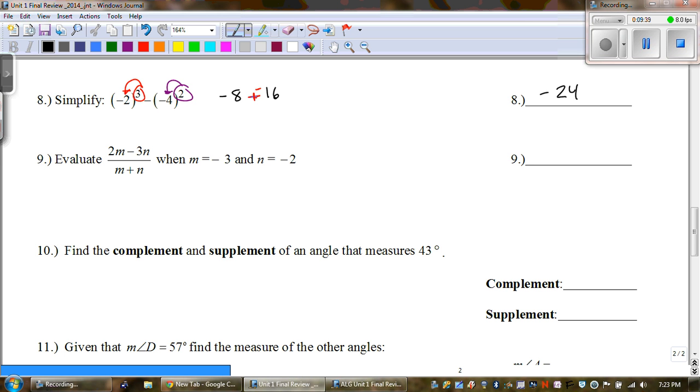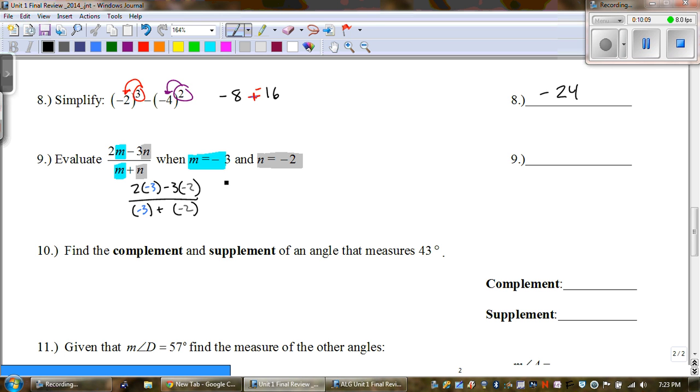All right, number 9 tells us to evaluate. So every time I see an M, I get to plug in. And then every time we see an N, we have to plug in. Okay? So I'm just going to plug in parentheses so we don't lose any signs. We got -3 for the M, and the n is a -2.